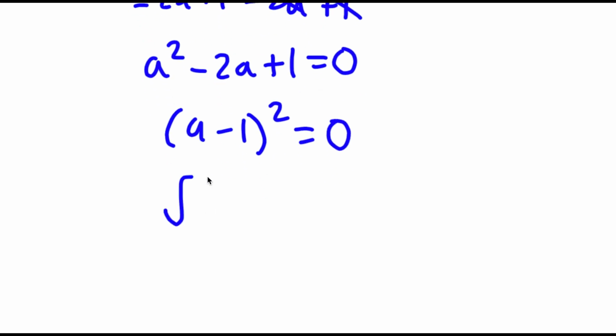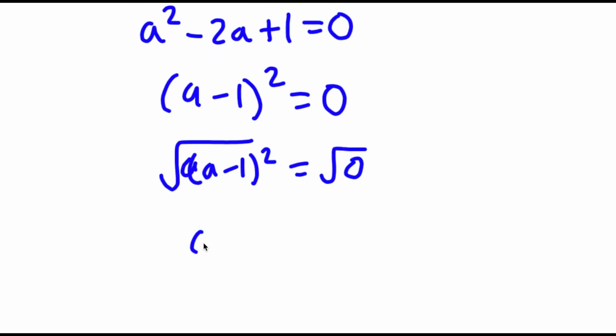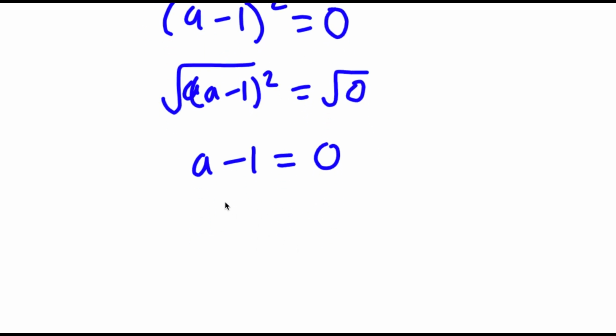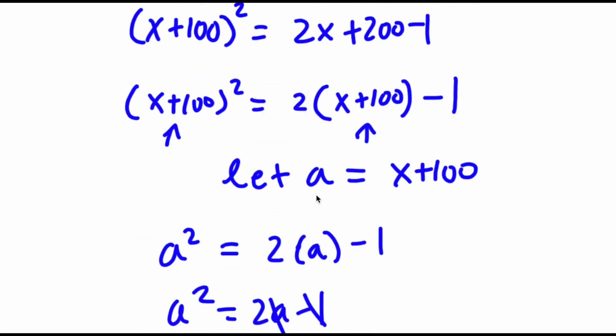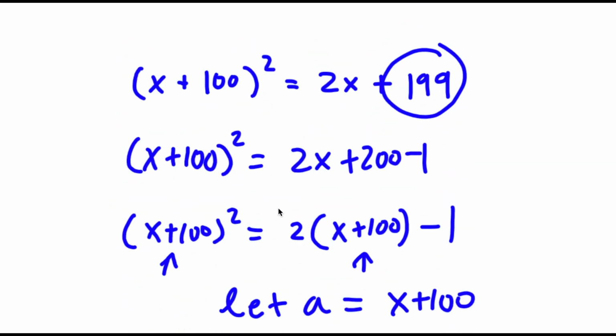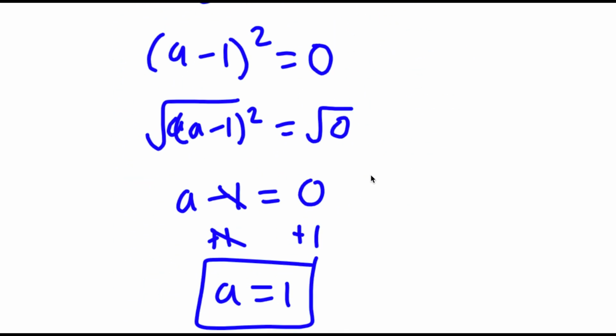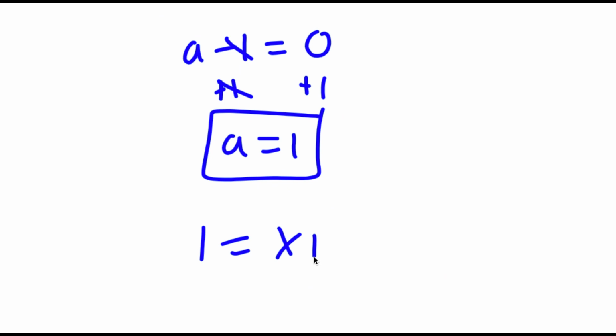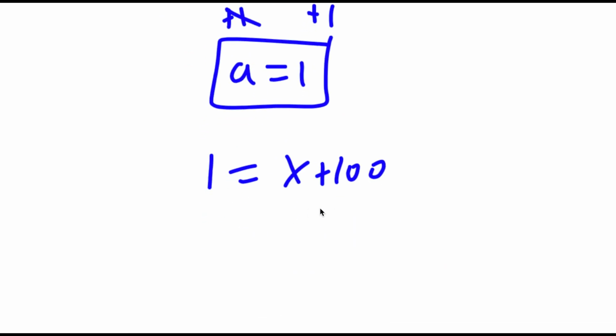And now if I take the square root on both sides, square root of a minus 1 squared, that's simply a minus 1, and the square root of 0 is 0. So I have a minus 1 is equal to 0, and if I add 1 on both sides, I get a is equal to 1. Now remember how we set a equal to x plus 100, so this means that 1 is equal to x plus 100, and x is equal to negative 99.